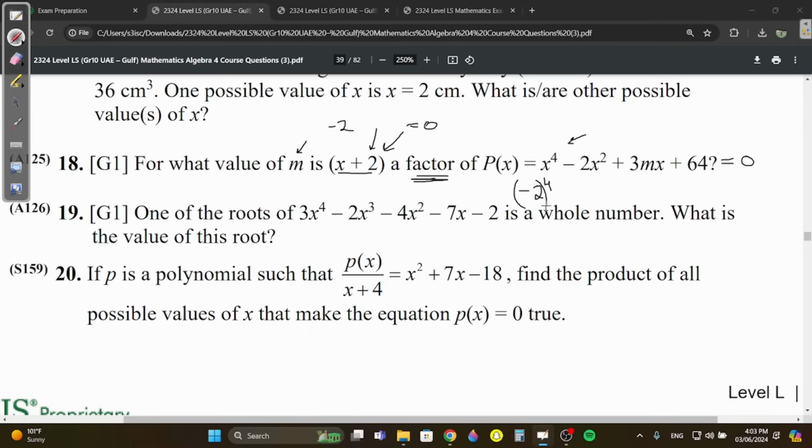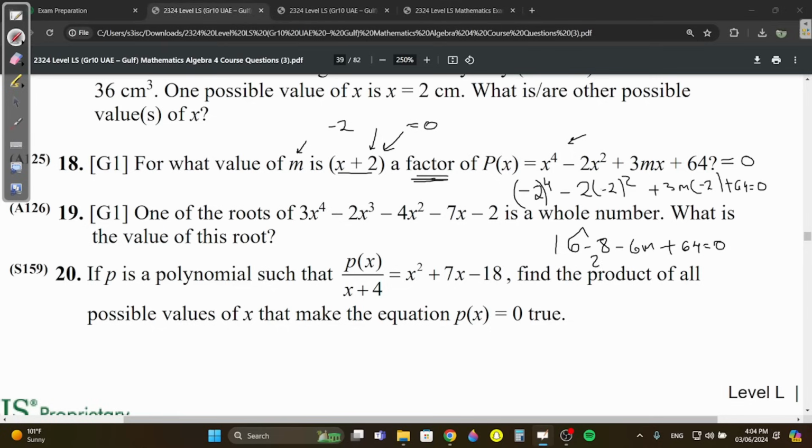Remember, you don't have calculators. Let's try minus 2 to the power of 4, minus 2 times minus 2 to the power of 2, plus 3m times minus 2, minus 64 equals 0. Minus 2 to the power of 4 is the same as 2 to the power of 4 since it's an even exponent, so it's 16. Minus 2 squared is 4. Minus 2 times 4 is minus 8. 3m times minus 2 is minus 6m. And then minus 64 equals 0.